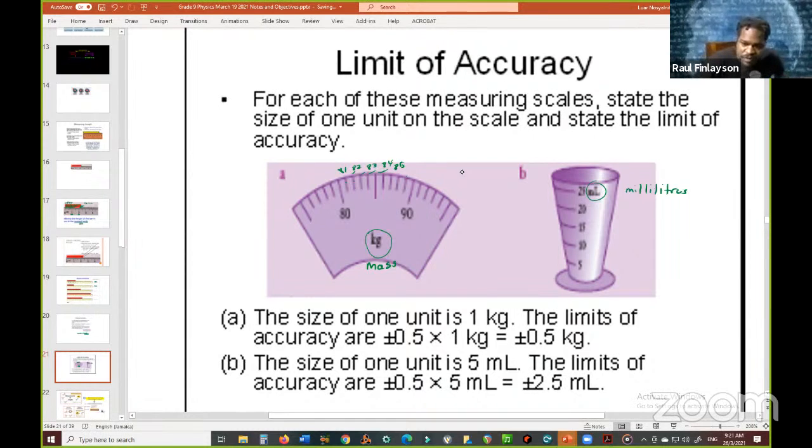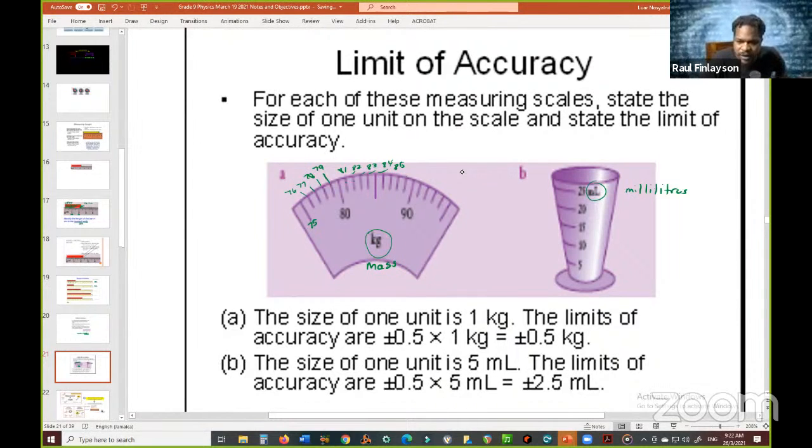Hopefully you see that. So then this here would be 79. Here would be 78. All right, here would be 77. Here would be 76, and this one would be 75. So we could put the 75 there. And so the size of 1 unit is 1 kilogram.